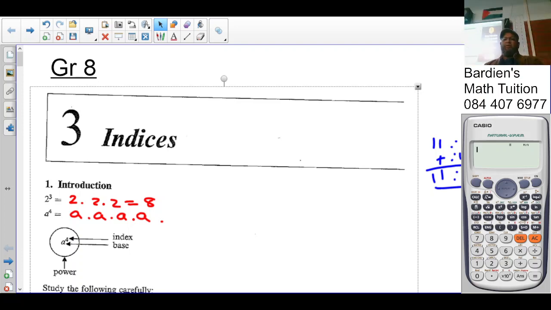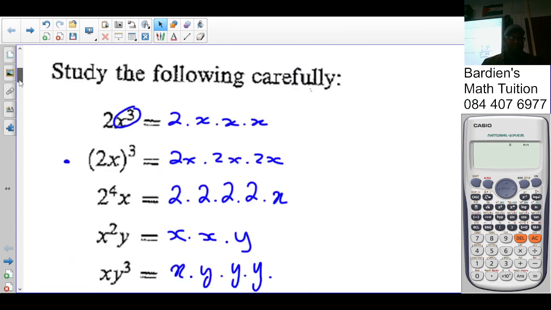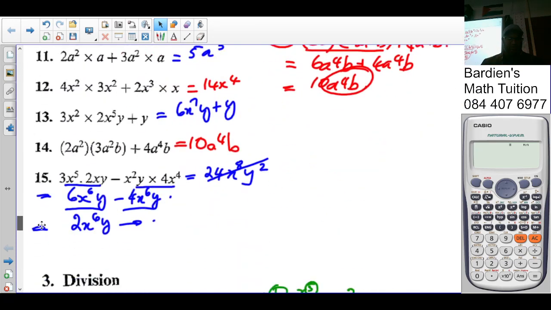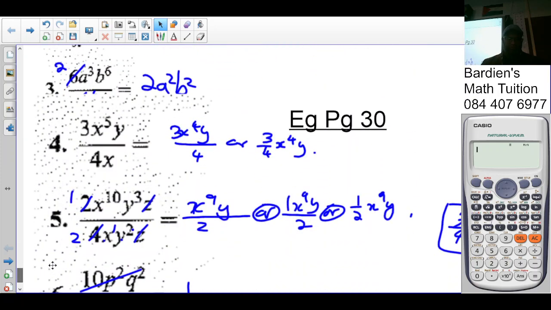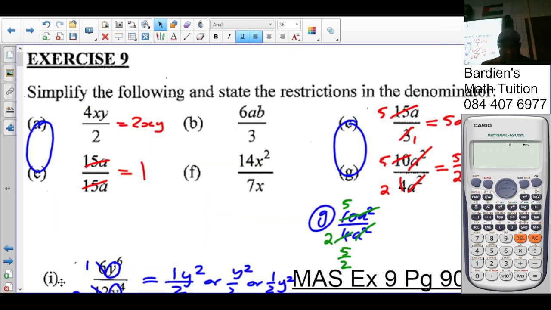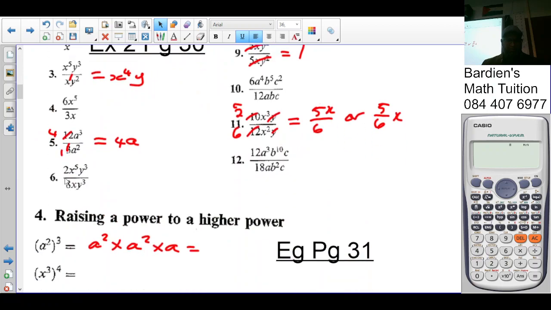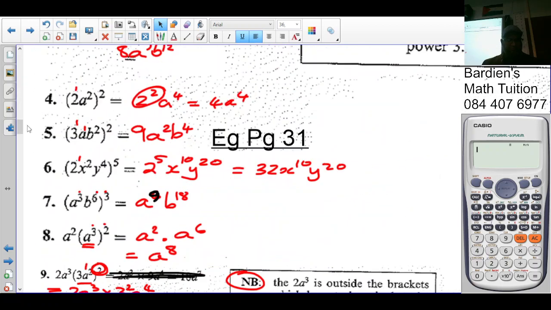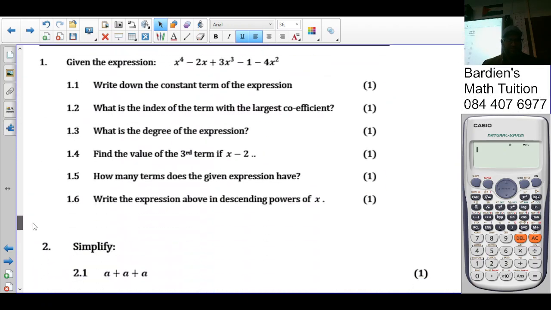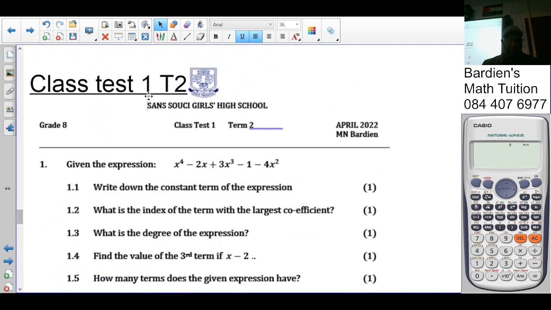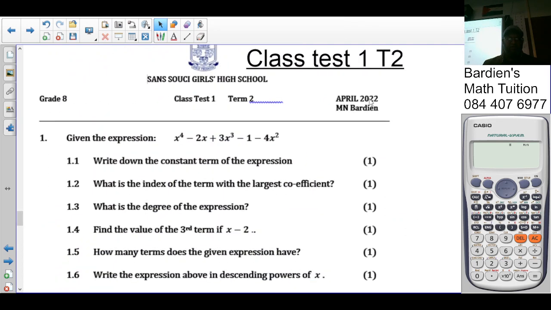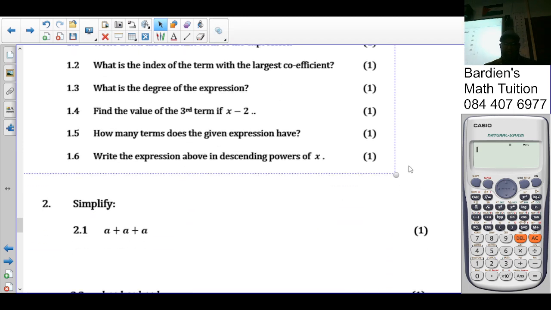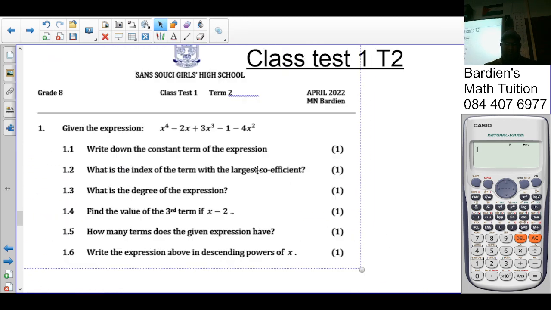Okay, good morning class. So at this point we're busy with indices or exponents. We have written class test 1 and 2 at this point. We will be going through, in the first part of this lesson, both class tests. Okay. So we're looking at class test 1, term 2. Go to that test that you should have answered at the back of your maths book.